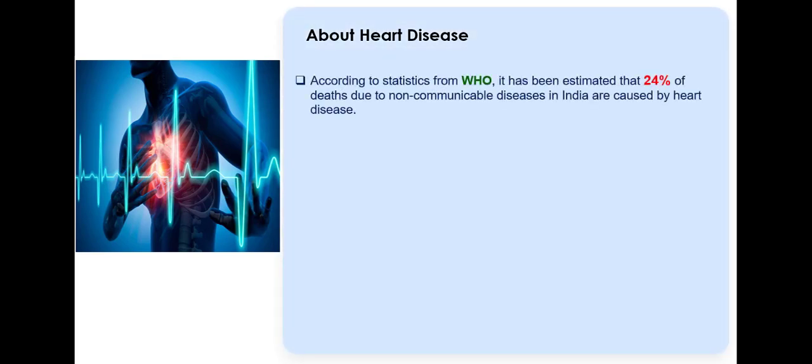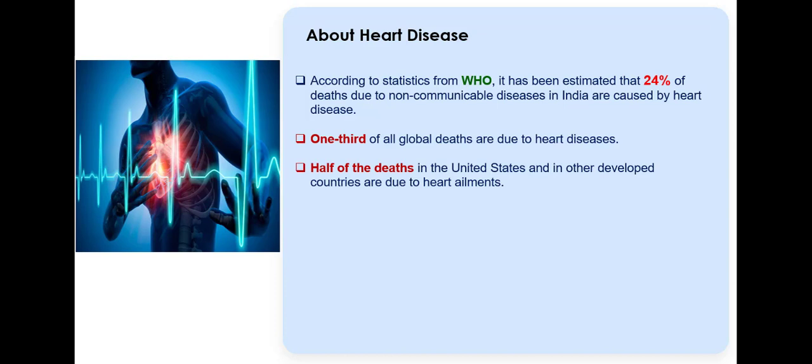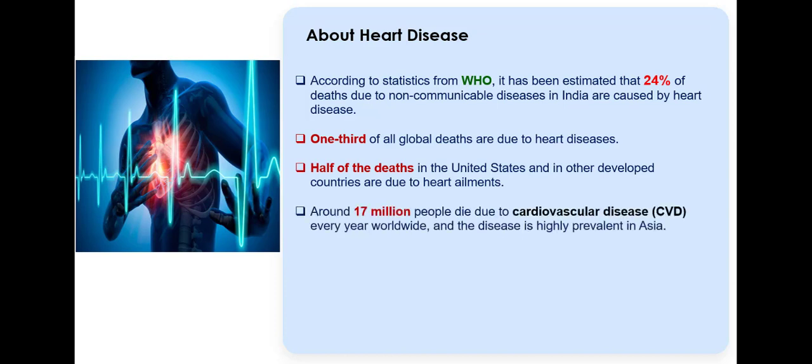According to the statistics from WHO, it has been estimated that 24% of deaths due to non-communicable diseases in India are caused by heart disease, and one third of all global deaths are due to heart diseases. Half of the deaths in United States and in other developed countries are due to heart ailments. Around 17 million people die due to cardiovascular diseases every year worldwide, and the disease is highly prevalent in Asia. So as you can see, heart disease is very critical worldwide and it is specifically prevalent in Asia.